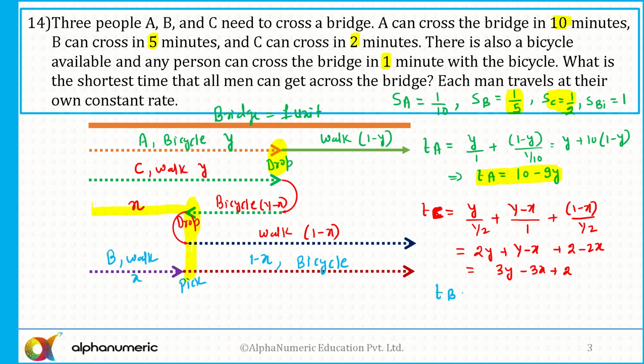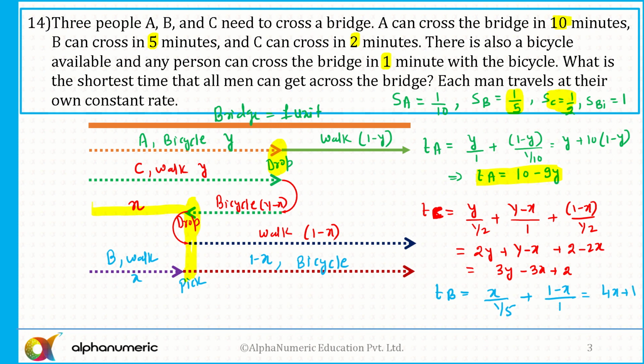So I can say the time taken by B. He has traveled the distance x with the speed of 1 by 5. So I can say x upon 1 by 5 plus remaining distance, which is 1 minus x, with what speed? The speed for the remaining distance 1 minus x is 1. And if I solve this, what will I get here? That is equal to 5x minus x, that is 4x plus 1.